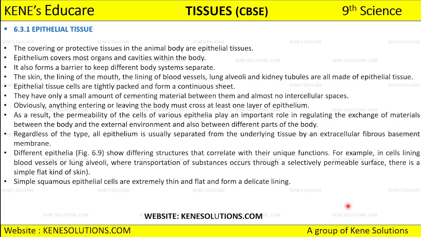Okay, so different epithelia have different structures, and those structures correlate with their unique features. For example, the cells lining the blood vessels or the lung alveoli, where you can see that the transportation of substances occurs through a selectively permeable surface, are simple flat kind of cells, which we call simple squamous epithelium cells, which are extremely thin and flat. The squamous epithelial cell is thin and flat, and they form a delicate lining there.